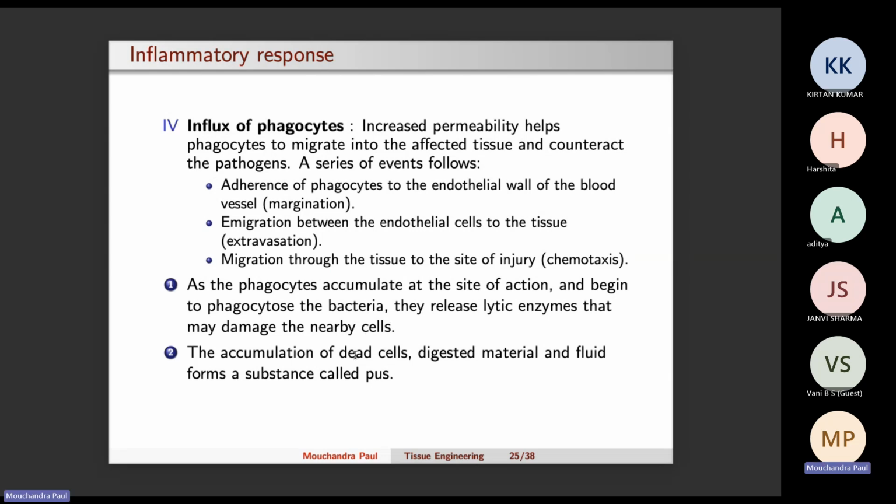The accumulation of dead cells, the digested or partially digested material, and the fluid, all this accumulation is the substance that we see as pus, right? So in pimples, you see a white-colored membrane-like structure forming. When you rupture it, some white-colored substance comes out. So what is it composed of? It is composed of dead cells, digested material, and additional fluids like serum fluids. So they create the pus.